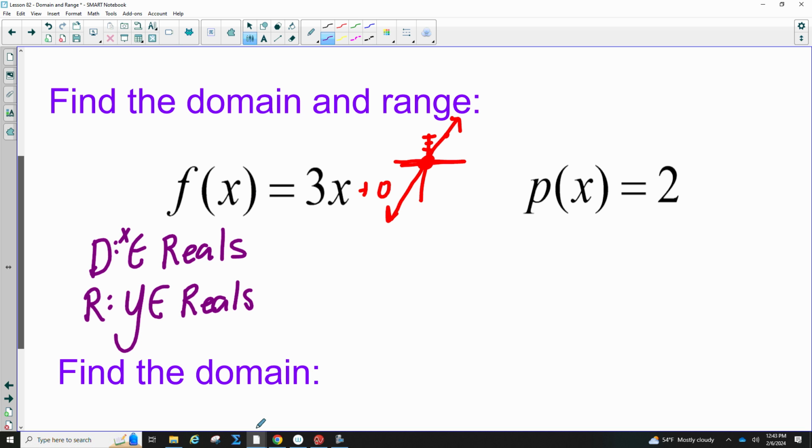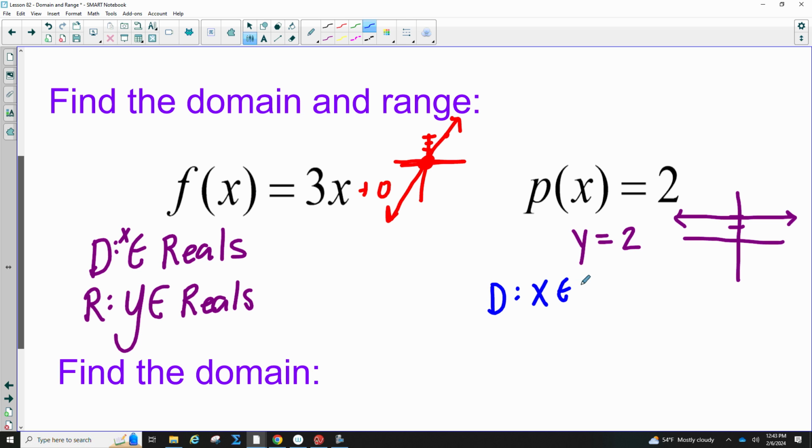Okay, next, y equals 2. So I like to think about the graph. Y graphs cut through the y-axis right here, like so, if you were to graph it. So for the domain, that's the x values. How far left, how far right does that go? Forever. So I'm going to say x is an element of the reals. By the way, if you write reals or you do this little double bar R thing, that means reals. It's a whole set of numbers. You can write reals too. I don't care.